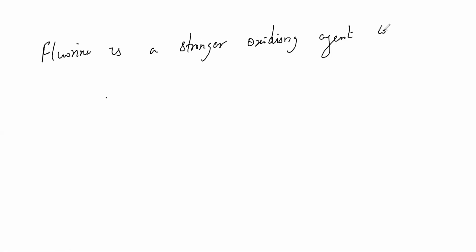Since we got only MCQs for the PU board exam, and yes, we also got a theory part, one of the questions which is mostly asked is: Fluorine is a stronger oxidizing agent compared to chlorine. Why?